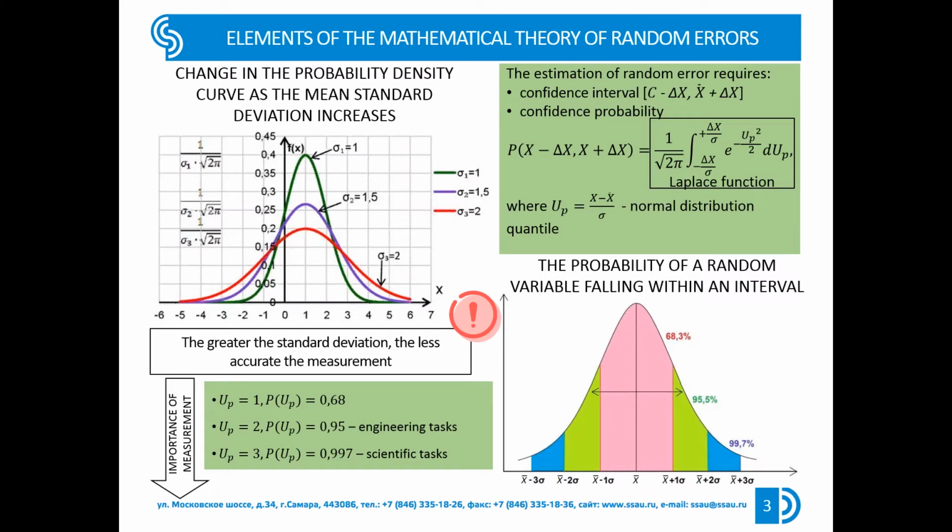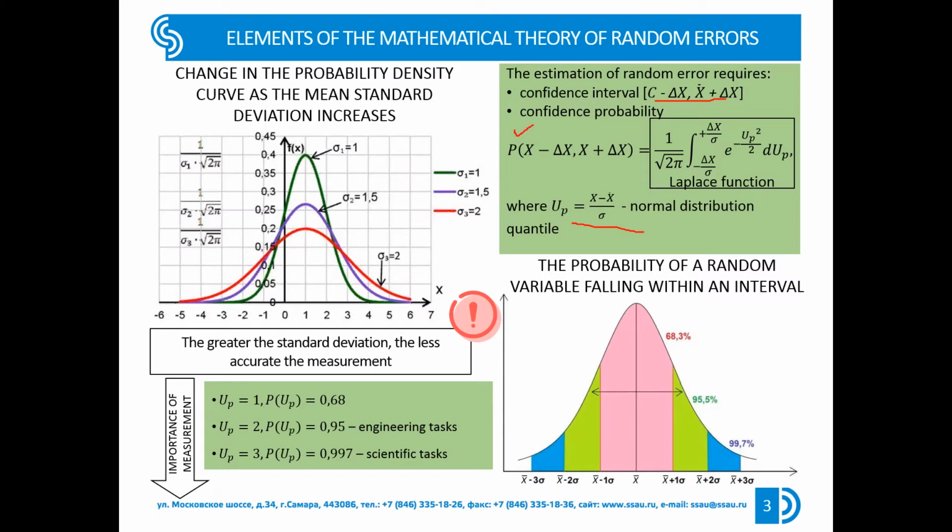Estimating the random error requires specifying two values, the confidence interval and the confidence probability. Confidence probability is the probability of finding the result of an experiment within a given range, and the range itself is called the confidence interval. To find the confidence probability, one uses Gauss's law transformed by substituting a quantile of the normal distribution, and obtains these expressions.